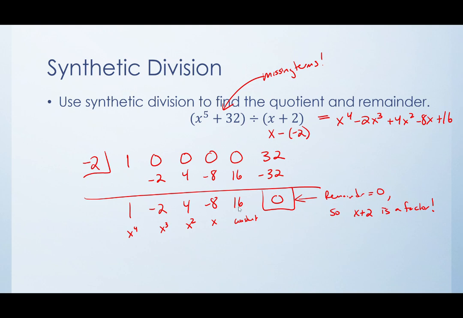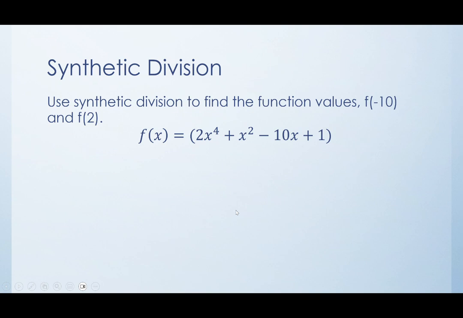All right, so we've got some more examples here. We are going to use synthetic division to find our function values for this polynomial, f of negative 10 and f of 2. Okay, so this really means that we want to divide using the remainder theorem, that we are dividing by x minus 2, and we are dividing by x minus negative 10. Okay, are there any missing terms? Yes. The x to the 3rd term is missing, so we've got to remember to account for that, right?